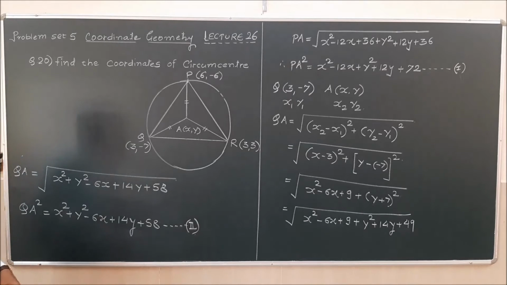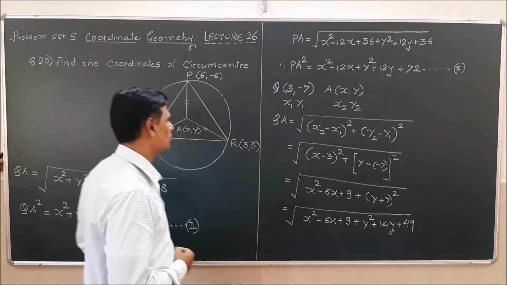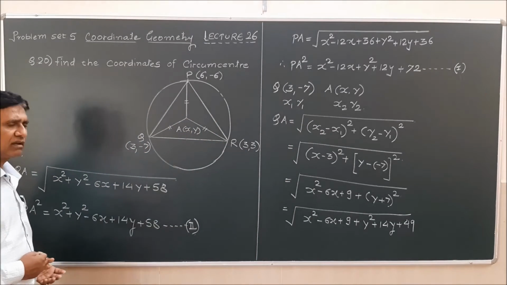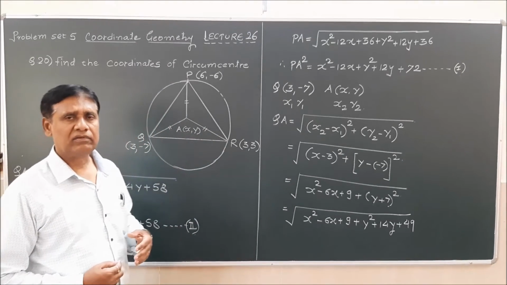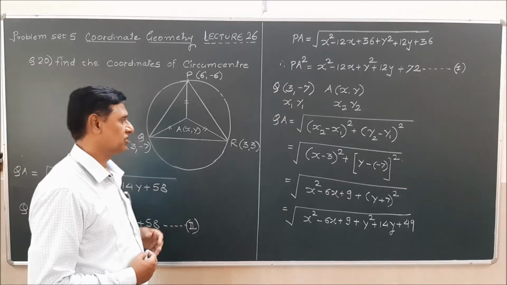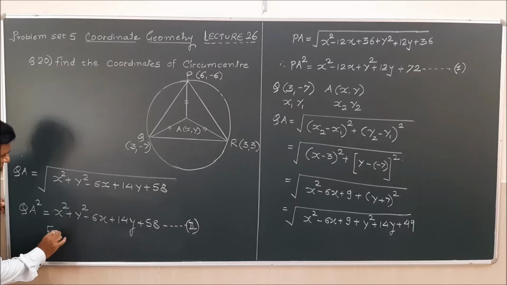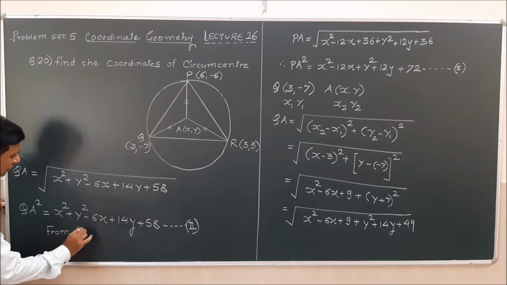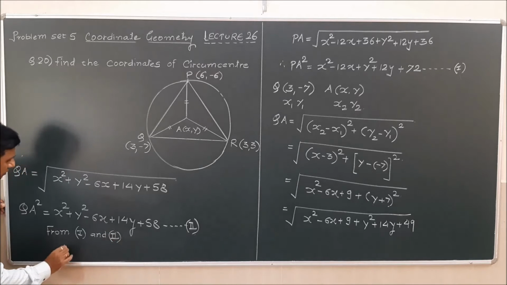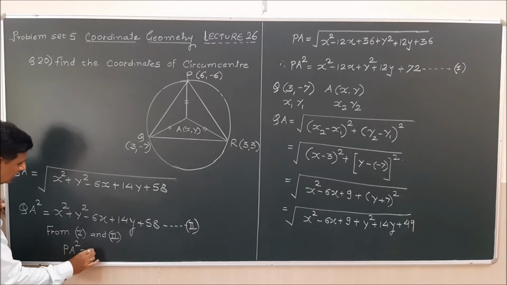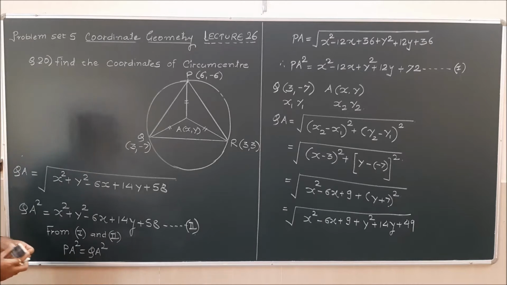Dear students, we are having equation 1, PA square, and equation 2, QA square. If we equate these two equations, since they are the area of the same circle, we'll obtain the first simultaneous equation. So from 1 and 2, PA square is equal to QA square.